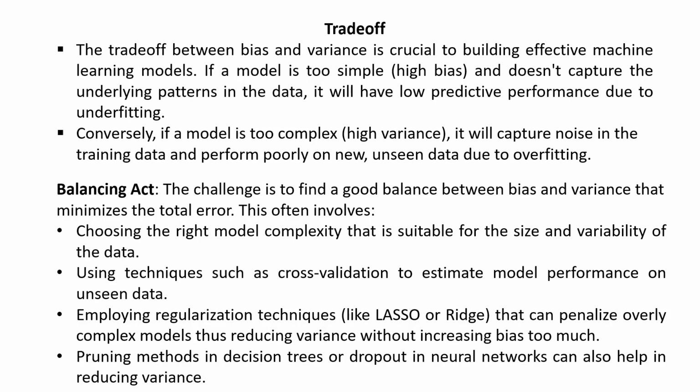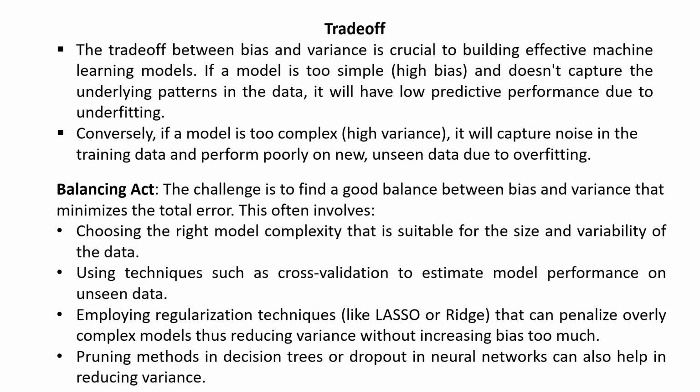How to balance between a too high value of bias and variance? If I want to have a proper algorithm which handles the trade-offs we face between bias and variance, we have to think about choosing the right model complexity which is suitable for the size of the data and the variability of the data. Depending upon the size and the variability, we have to choose a correct model to work on that data set.